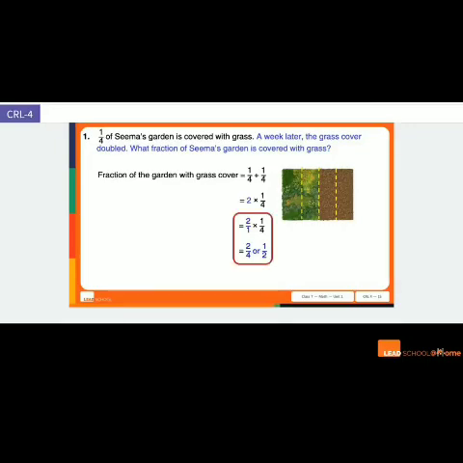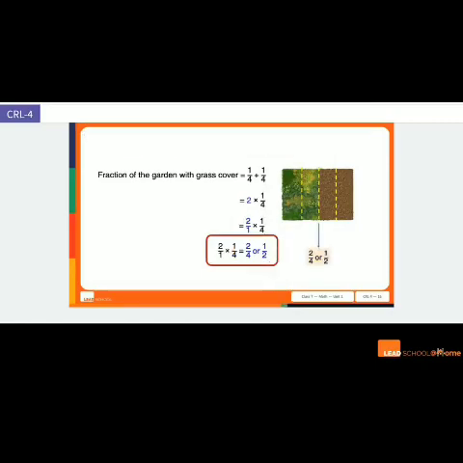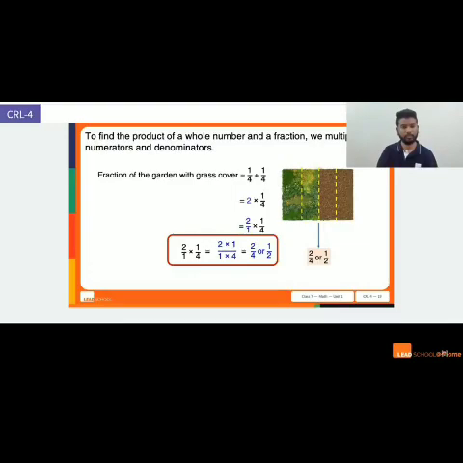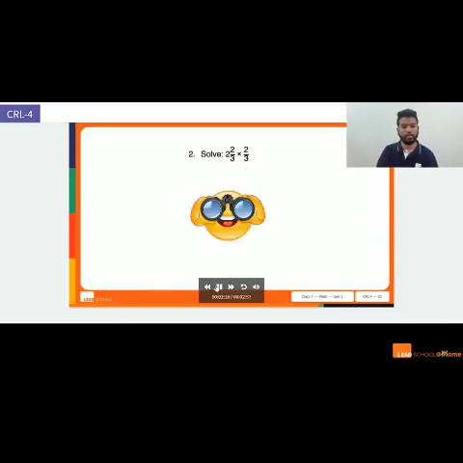Let's look at this equation. Notice here, 2 times 1 gives 2. 1 times 4 gives 4. We can write this as, to find the product of two fractions, we multiply the numerators and denominators. Let us see how we can multiply.